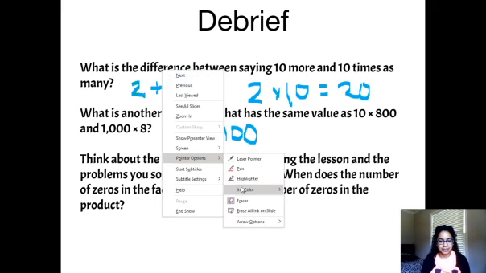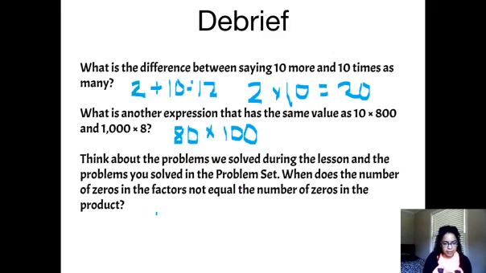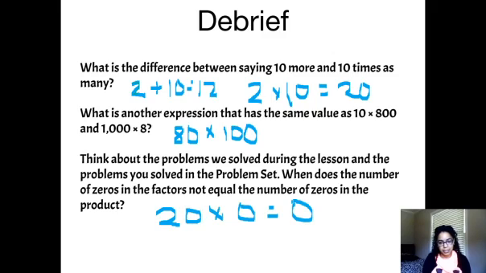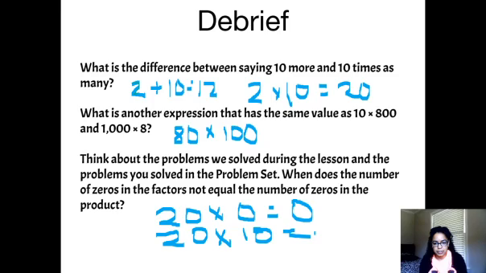Okay, so if I were to do like 20 times 0, that will definitely equal 0, because anything times 0 is 0. Because if you did 20 times 10, well, that would just give you 200. And then if you did 20 times 100, that will give you 2,000.